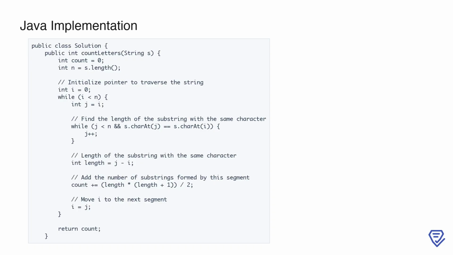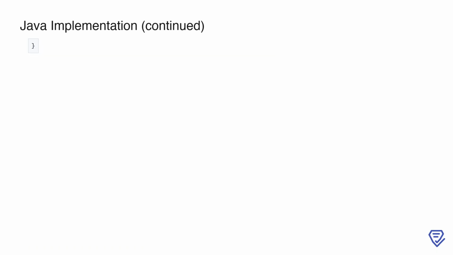Using this length, we determine the number of substrings that can be formed with this segment using the formula length times (length plus 1) divided by 2, which is then added to count. Finally, the pointer i is updated to j to move to the next segment. After processing all segments of the string, the method returns the accumulated count. This implementation ensures that we efficiently count substrings with only one distinct letter by leveraging the mathematical formula to calculate sums of sequences. The two-pointer approach helps us traverse the string in linear time, making the solution optimal for this problem.